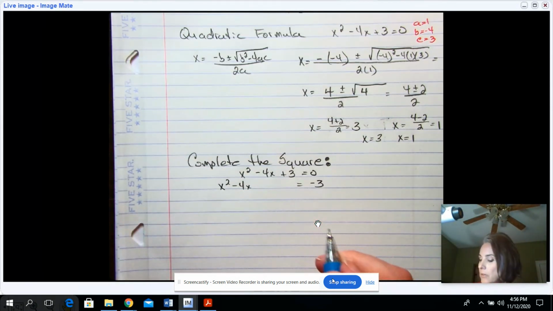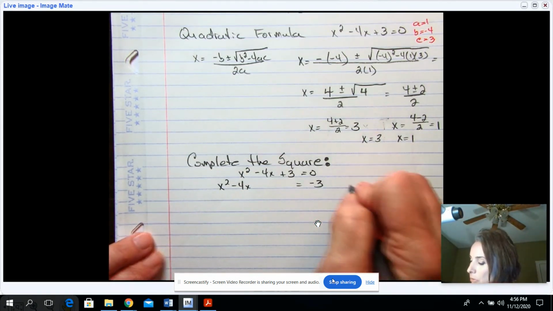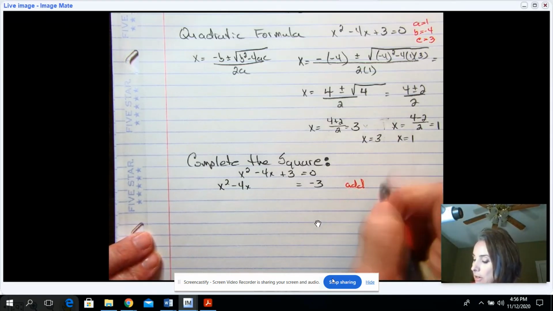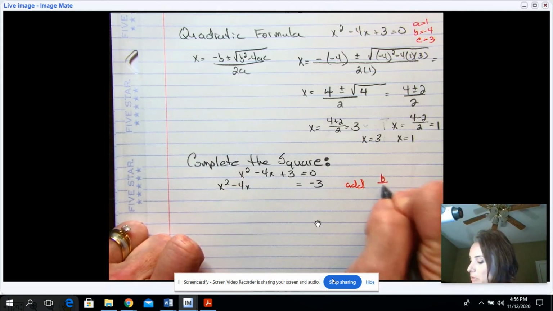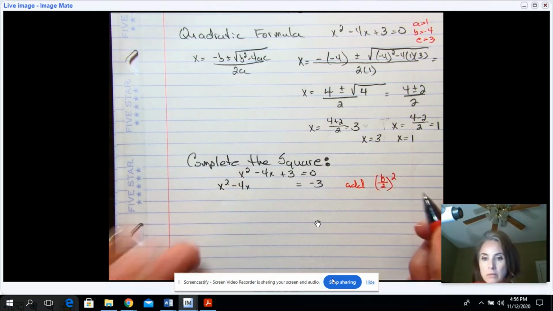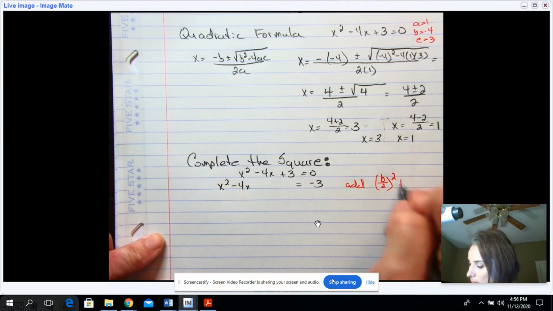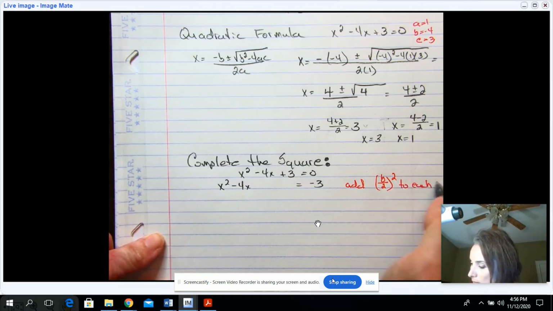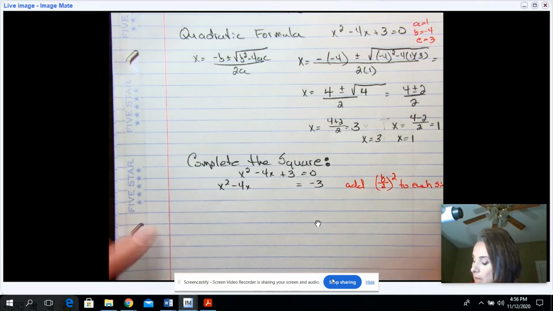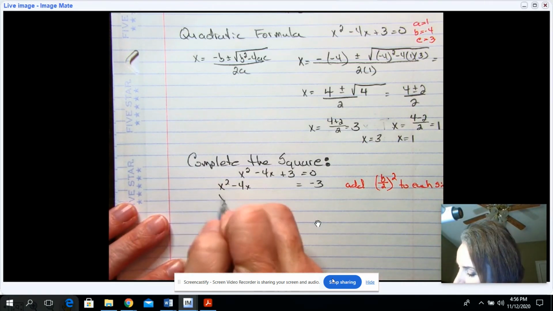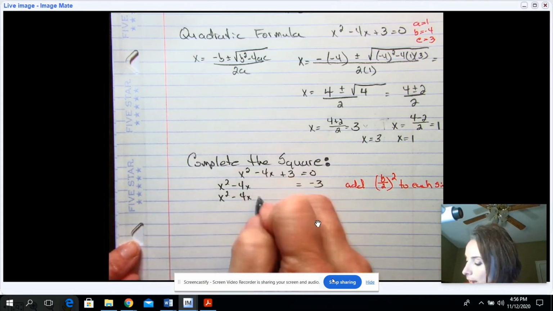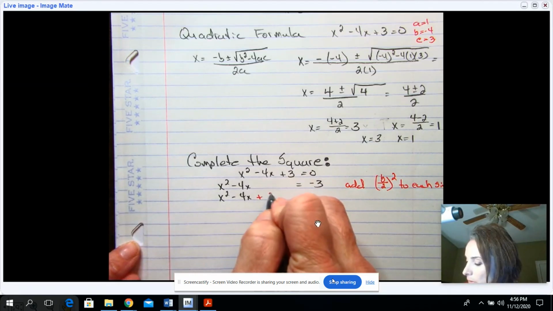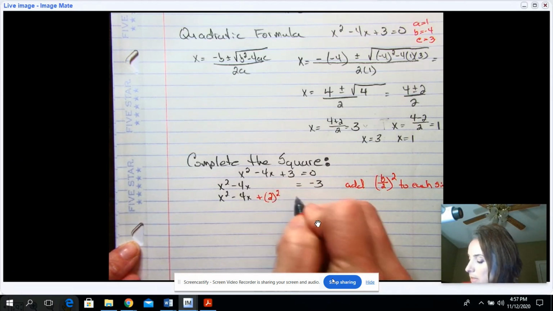All right, so now you are going to take your b and add b divided by 2 quantity squared to each side. So I am going to add half of b, b is 4, so I am going to add half of 4, which is 2. So I'm going to add 2 squared to each side.